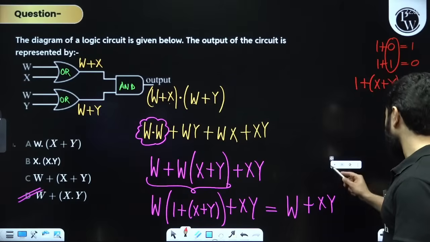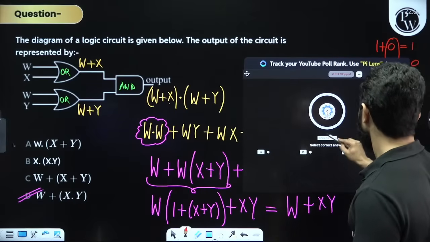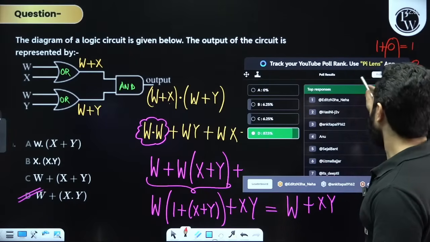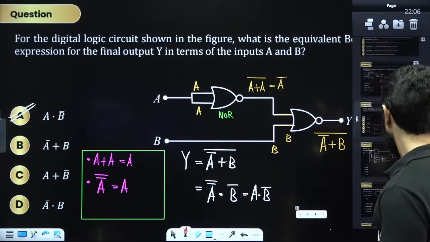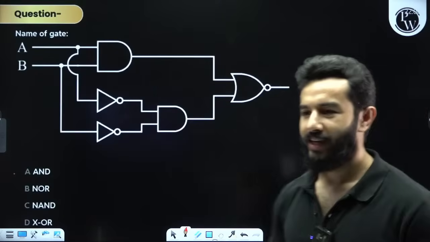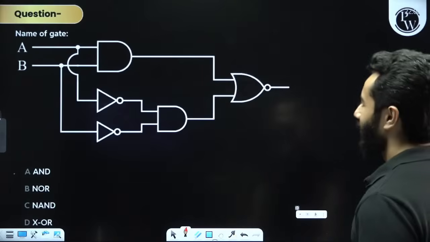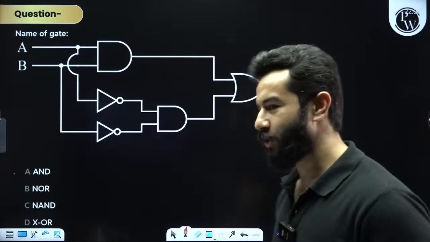Moving on to the next question. So, correct answer is option D. Very, very good. This is also done. Moving on. Now, let's move on to the next question. Next question, my dear friends. A very, very nice problem from logic gates.